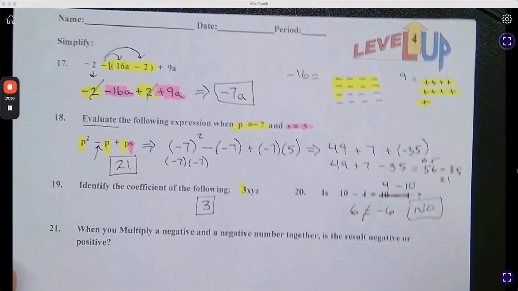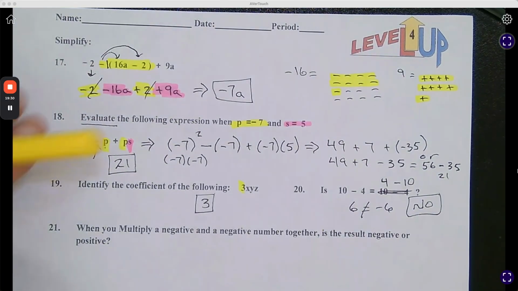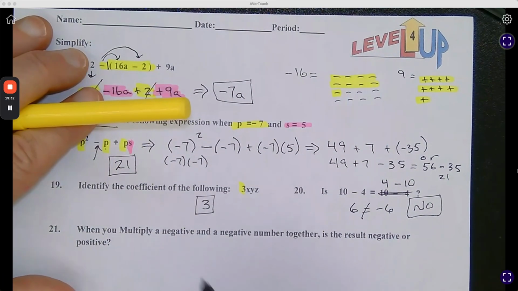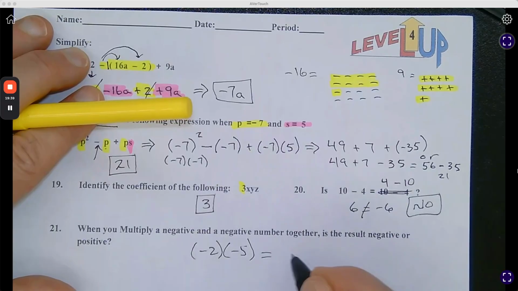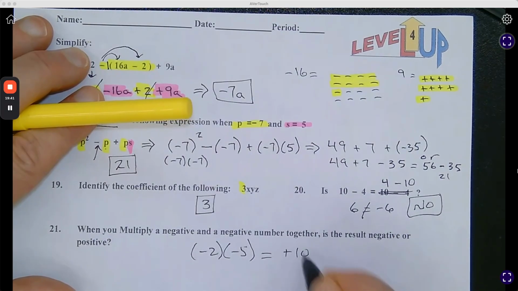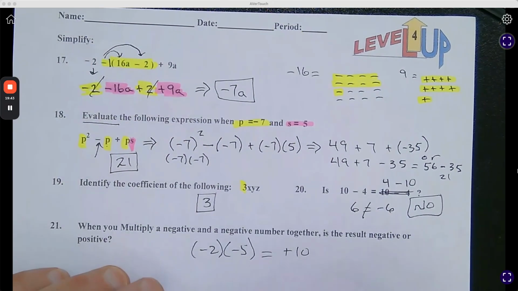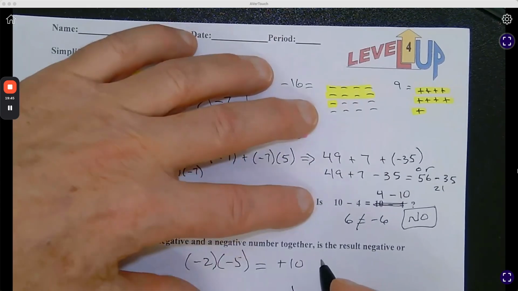All right, when you multiply a negative and a negative number together, is the result negative or positive? Well, let's see. Let's do -2 times -5. Well, negative times negative is a positive 10. I'm going with the positive, and I like that attitude.